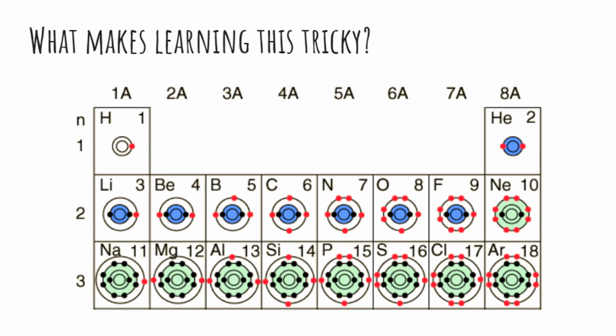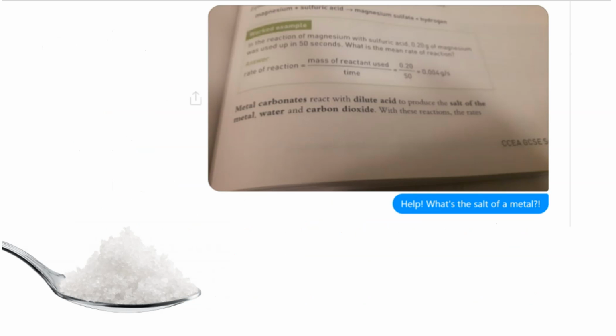I don't really understand. I had a particular experience of this when I was helping my daughter with her GCSE science. When we were going through one of these revision guides, I came across this concept of a salt of a metal. Now, to me, salt is something that you can put in a spoon like that, something that you season your food with. What the salt of a metal was, I didn't know. So I had to reach out to a friend of mine who's a science teacher and ask a question: help, what's the salt of a metal?